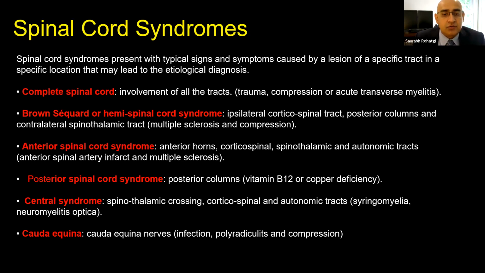Anterior spinal cord syndrome, with anterior horn cells, corticospinal tract, spinothalamic, and autonomic tract involvement. Posterior spinal cord syndrome, where you have posterior spinal cord involvement. And central syndrome, where you have spinothalamic crossing, corticospinal tract, and autonomic tract involvement. And cauda equina involvement is when you have the cauda equina nerve roots involved, which may be secondary to infection, polyradiculitis, or compression.